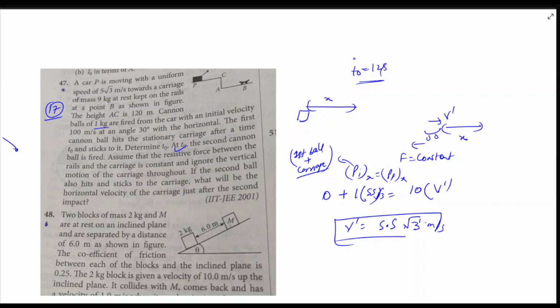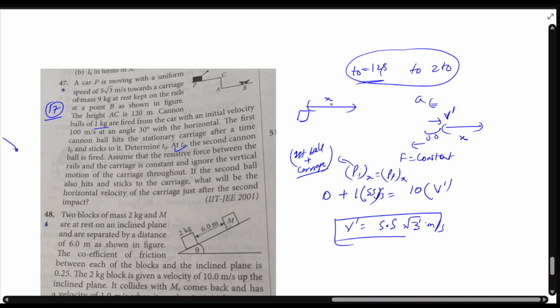Right? So during this T naught time, the interval will be T naught to 2 T naught, right? So during this time, let's say this carriage has moved X distance. So this cannon has moved by distance X. So this carriage must have moved by distance X. Okay. Now the initial velocity is V dash, and let's say the acceleration is A. So let's find first this distance X. X will be 5 root 3 into 12. So it will be 60 root 3. Yes. So this X I have calculated from this because it is moving with a speed of 5 root 3.